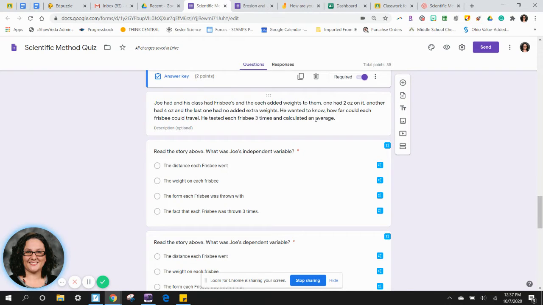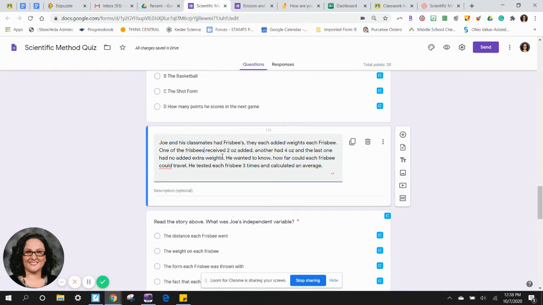Next story. Joe and his classmates had frisbees. They each added weights to each frisbee. One of the frisbees received 2 ounces added, another had 4 ounces, and the last one had no added extra weights. He wanted to know how far could each frisbee travel. He tested each frisbee 3 times and calculated an average.